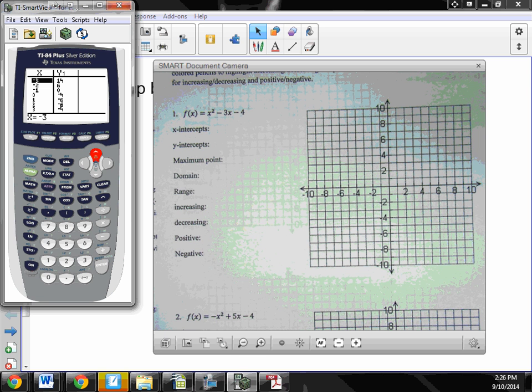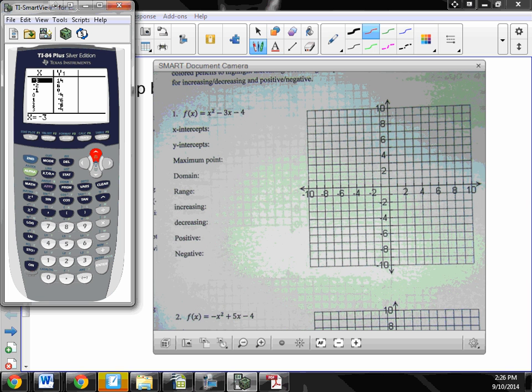Is one of the roots actually -1? Yeah, how can you tell? It's -1 comma 0. Okay? So one of the x-intercepts is -1. If I go down, can I find the other one?